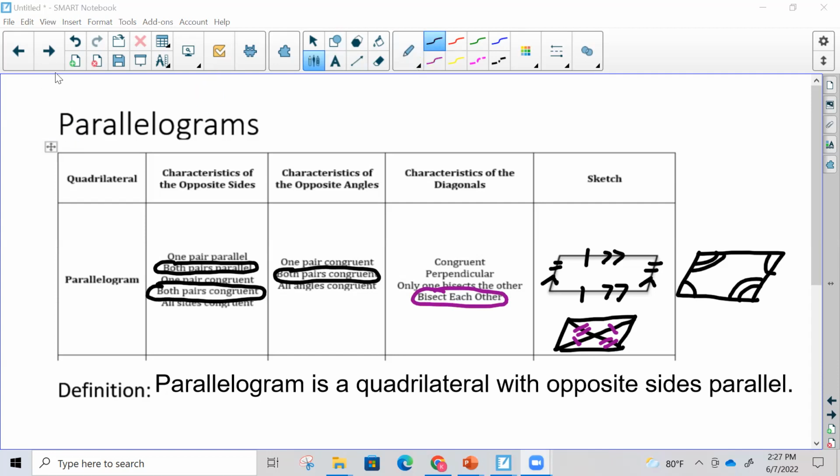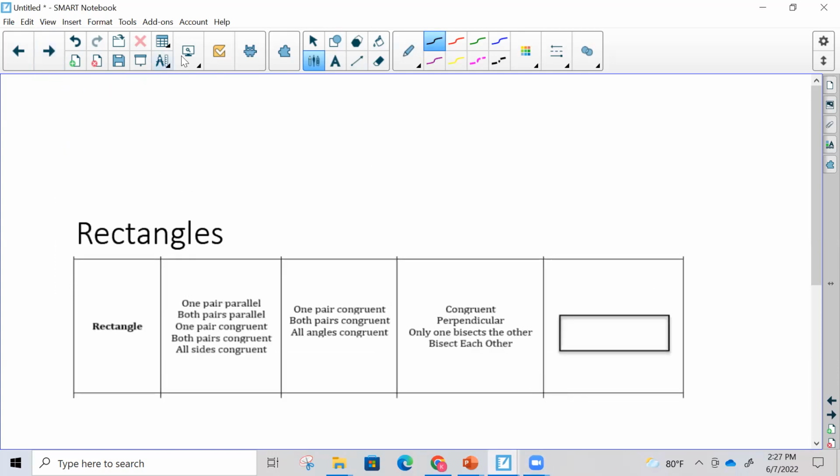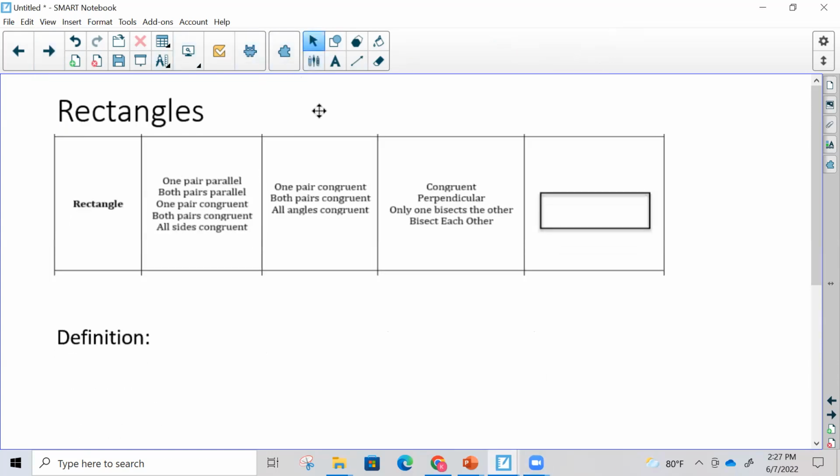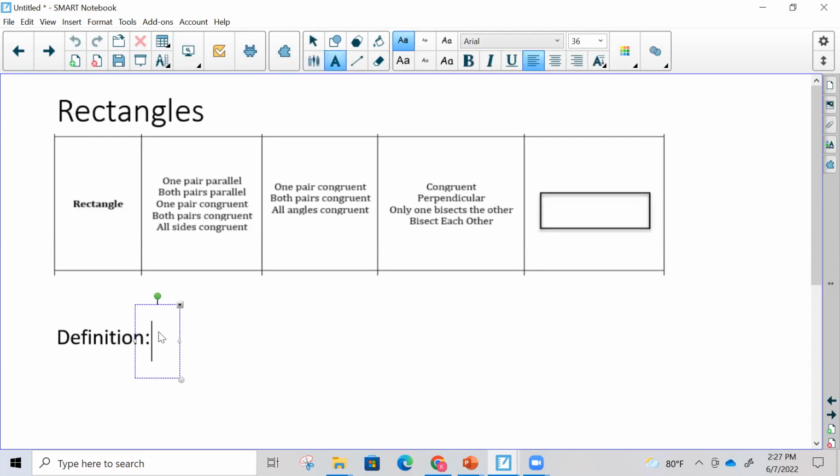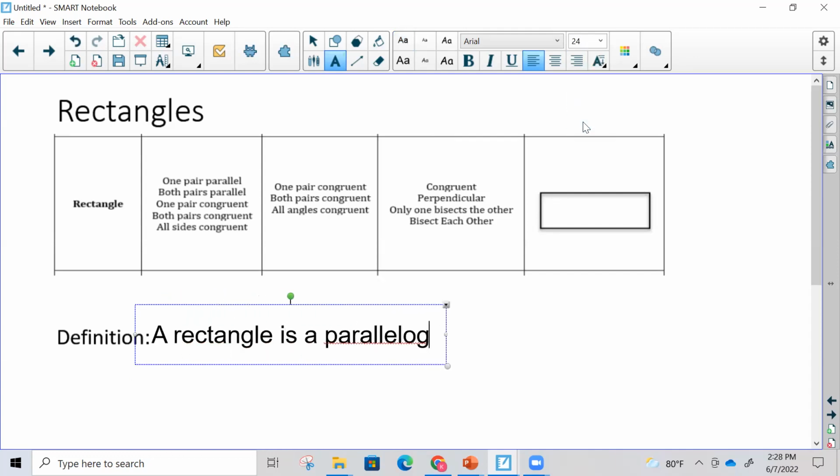Okay, so that's a parallelogram. So then we have a rectangle. One thing to note is that a rectangle is also a parallelogram. It's a special type of parallelogram. So a rectangle is a parallelogram, and it's also a quadrilateral because it has 4 sides with 4 right angles.